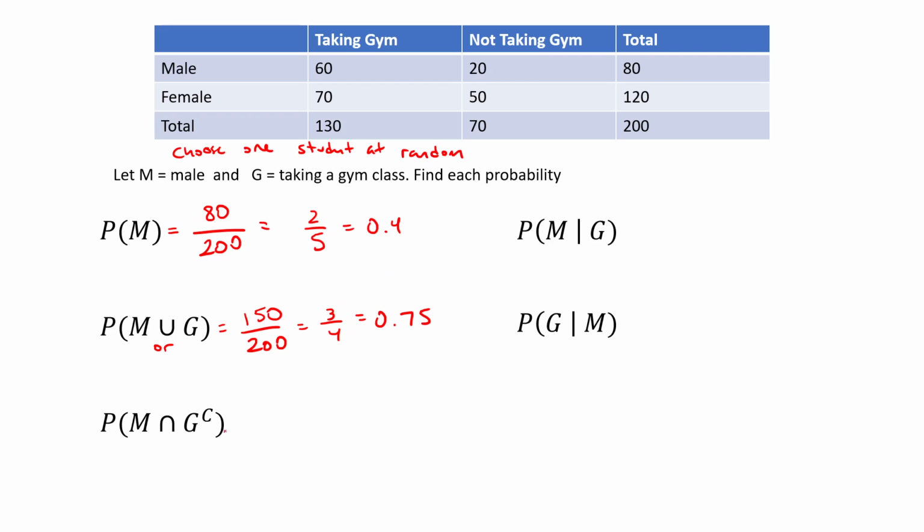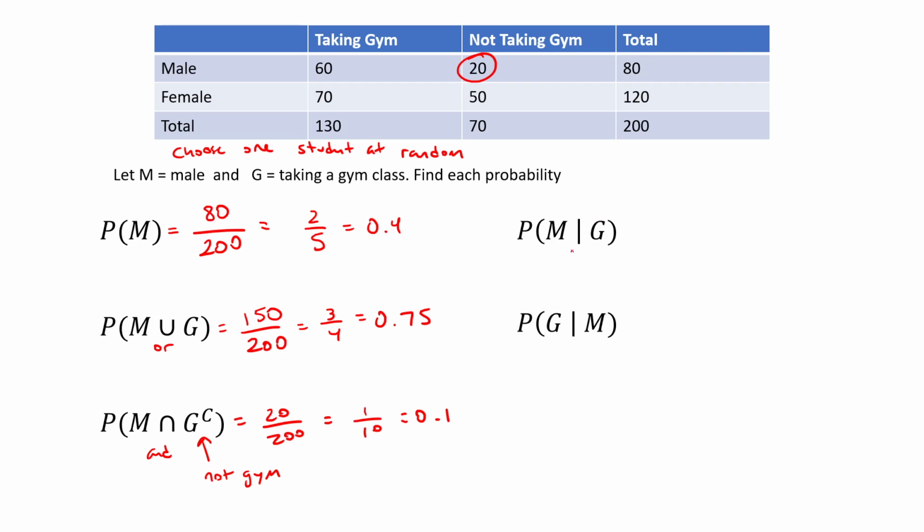Either way. This one here means and, and G complement would just mean not taking gym. So male and not taking gym would be these 20 people. Okay, so you're looking for a place where both things are happening at the same time. So 20 out of 200, or of course 1/10. Okay, those are what we did in Unit 7.2.